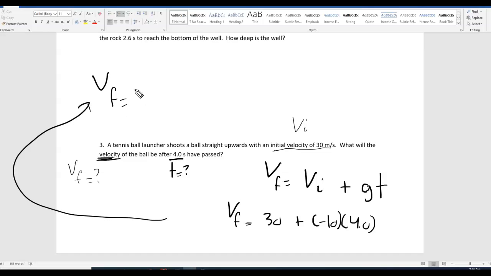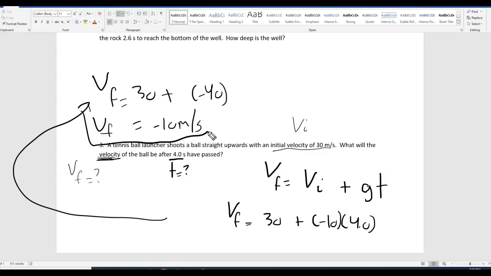Okay, v final equals 30 plus negative 10 times 4 is negative 40. And 30 plus negative 40 equals negative 10 meters per second. Now, that is the answer to the question, and that is correct. And now at this point, you could ask yourself a question, and it would be a very good question. If the tennis ball launcher shoots the ball up, why is the final velocity negative? That doesn't make any sense.